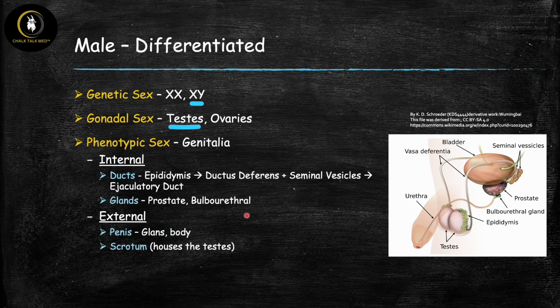And then the glands, we have two of them. So there's the prostate gland and the bulbourethral gland, and you can see they're both kind of sitting here in the base. And the job of these is to secrete content into the semen to help out the sperm along this pathway. And then the external genitalia is mainly the penis, and the penis has a shaft or a body, as well as a head or a glans, and then the scrotum, which is this portion right here, which houses the testes.